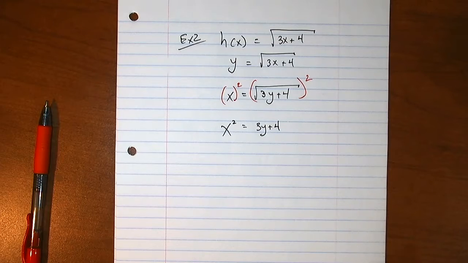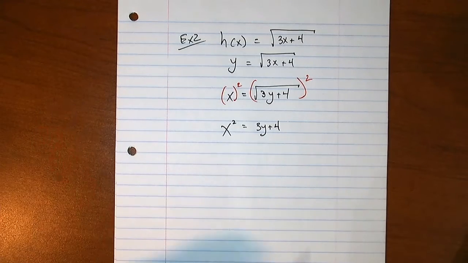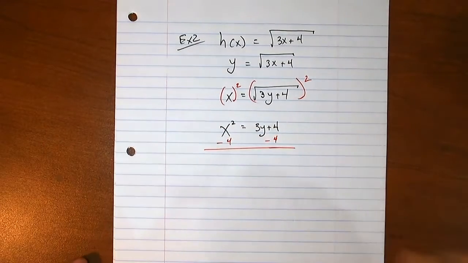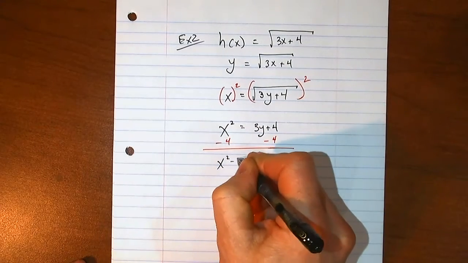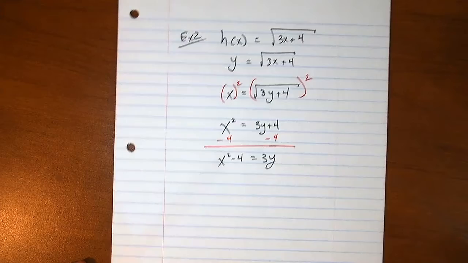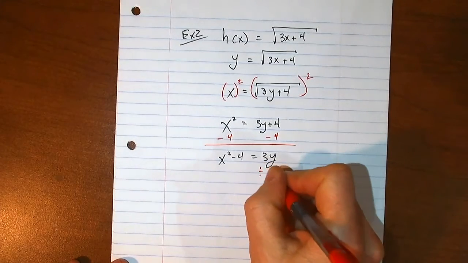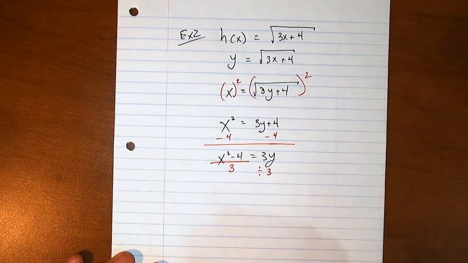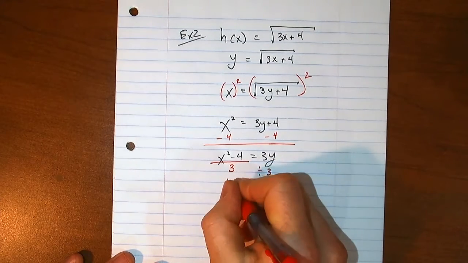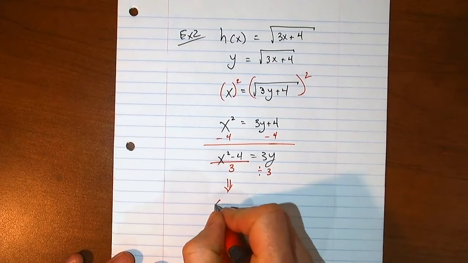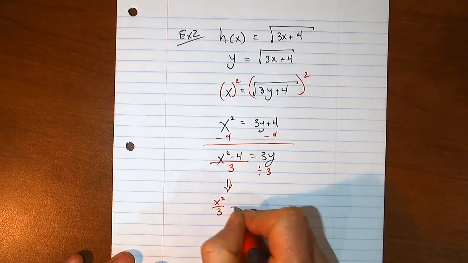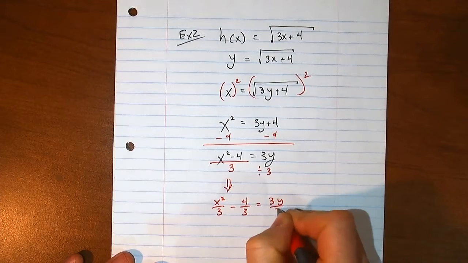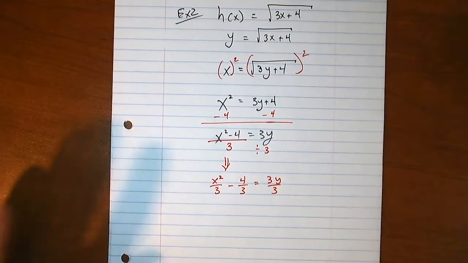Now I need to get that by itself. So this is a little bit more like our linear equation type problem. I can subtract 4 from both sides. No like terms here, so I just get x squared minus 4 equals 3y. And then I can divide both sides by 3. And again, remember, technically, I'm dividing this whole side by 3, but division distributes. So it becomes x squared over 3 and 4 over 3, because division distributes.